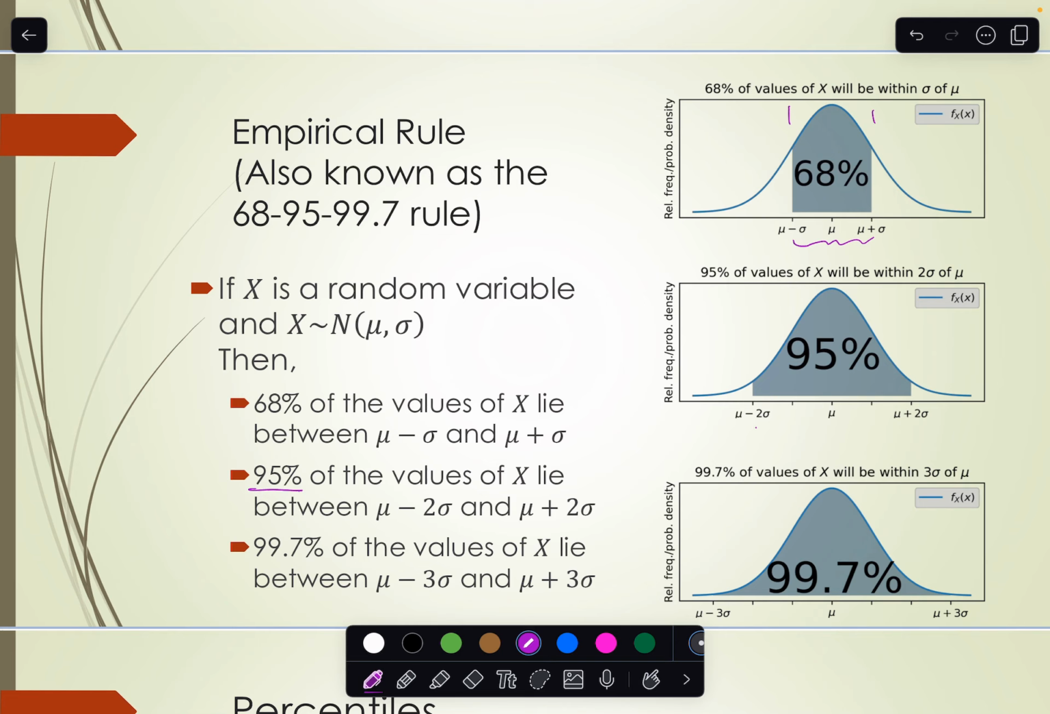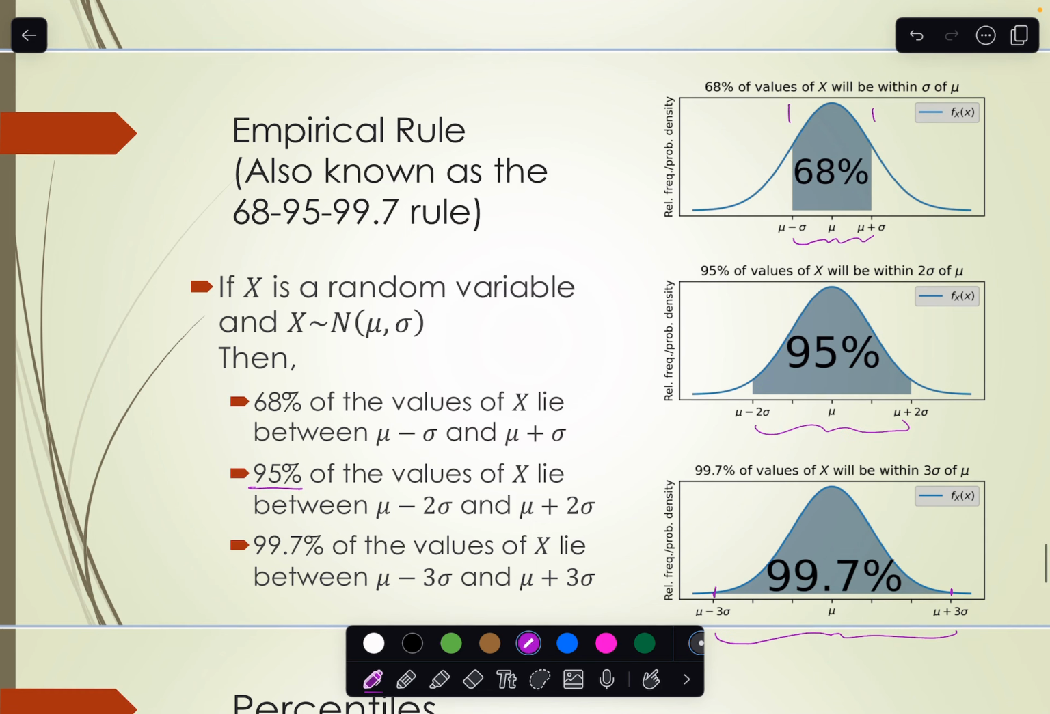95% will be between two standard deviations of the mean. That accounts for 95% of the data. Then 99.7% is between 3 standard deviations of the mean. It is difficult to see, but the shaded area ends and the distribution continues.